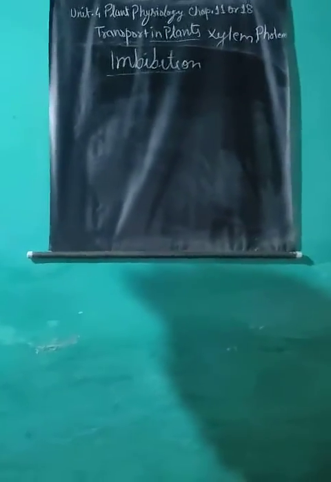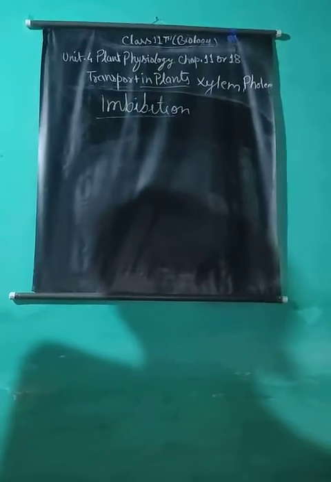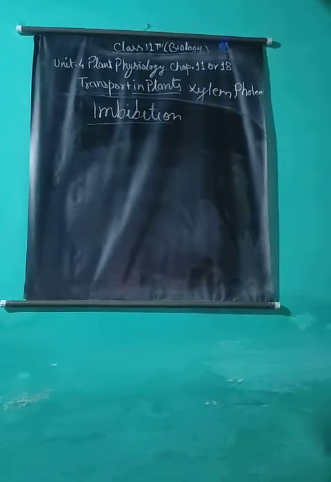For the process of imbibition, the imbibant must have affinity for the solvent. Wood does not show imbibition in oil because it does not absorb oil and shows no affinity with oil, but it shows affinity with water. The cell wall of every plant material contains cellulose, starch, lignin and pectic substances, which are hydrophilic colloids. These are responsible for imbibition of water.